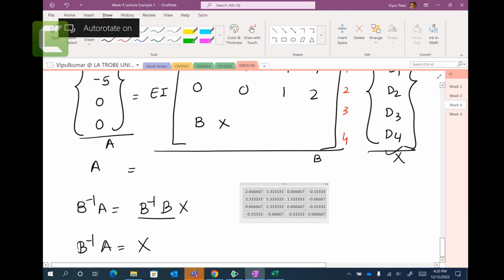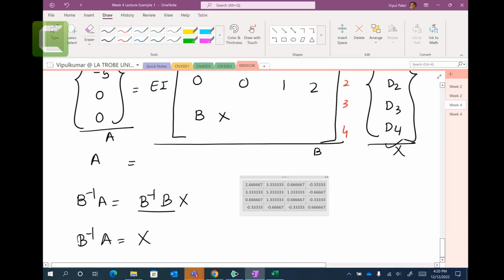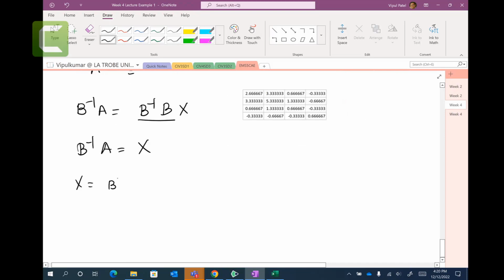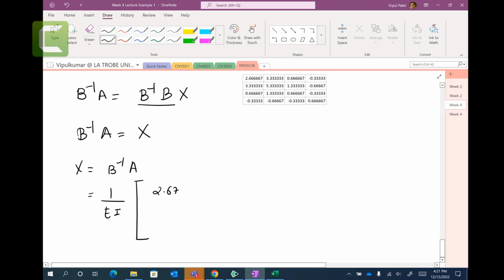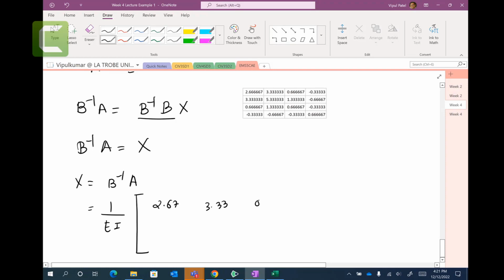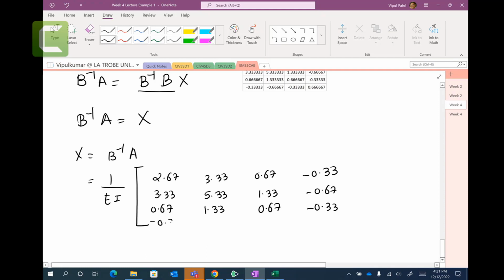So B inverse will become 1 over EI. Let's say X is equal to B inverse A, 1 over EI: 2.67, let's put 2 decimal places, 3.33, 0.67, minus 0.33; 3.33, 5.33, 1.33, minus 0.67; 0.67, 1.33, 0.67, minus 0.33; minus 0.33, minus 0.67, 0.33, 0.67.